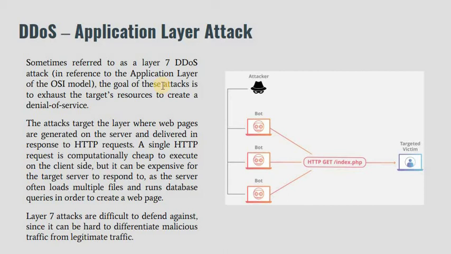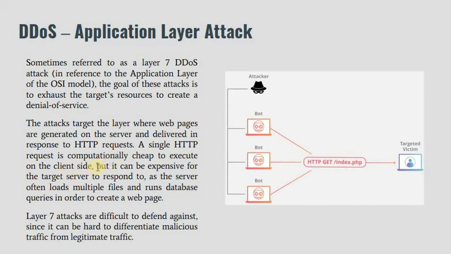So everything is happening in the application layer. What happens is the attacker tries to find a certain vulnerability or loophole in this particular layer in order to perform the attack. The attackers target the layer where web pages are generated on the server and delivered in response to HTTP requests. Whenever we type a URL in the browser and click enter, a request is forwarded to the server end, and the server has to create the particular content to send it back as a response.